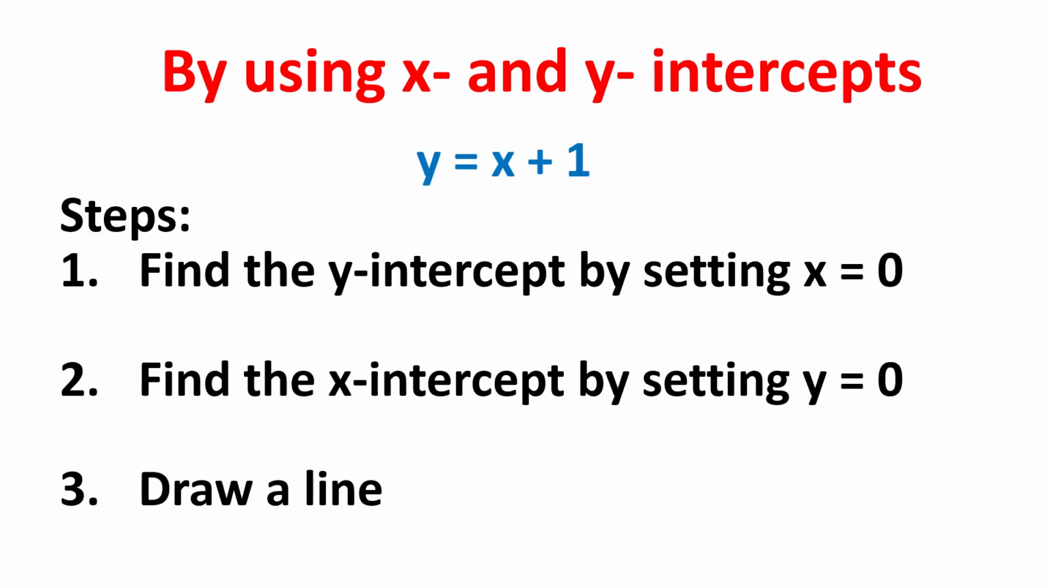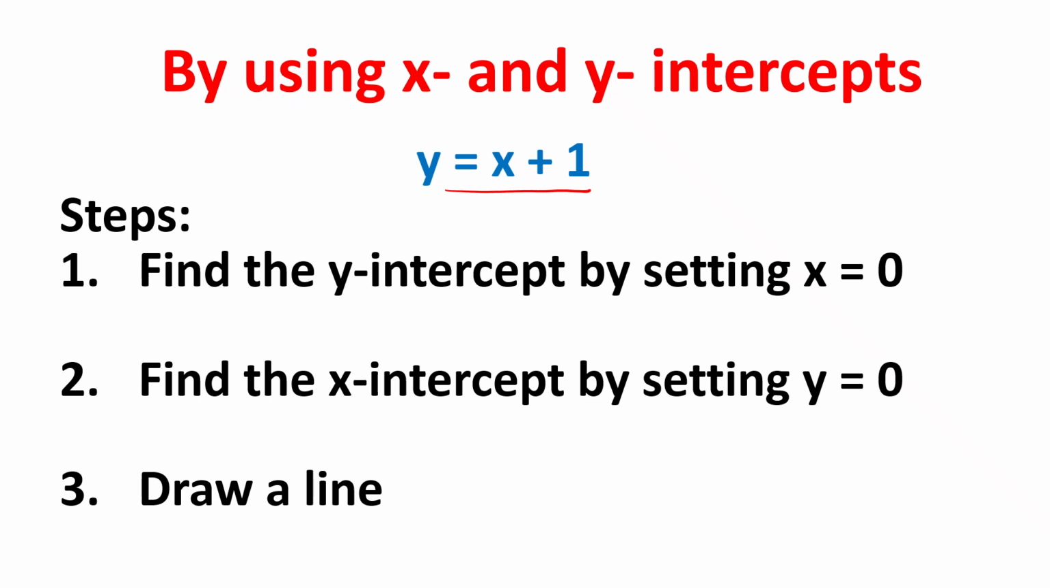Let's draw the graph by using x and y intercepts. First, understand what intercepts are. The x-intercept is the point where the line crosses the x-axis, and at this point the value of y is 0. Similarly, the y-intercept is the point where the line crosses the y-axis, and at this point the value of x is 0. Now, for this equation, we find intercepts and then we draw a line.